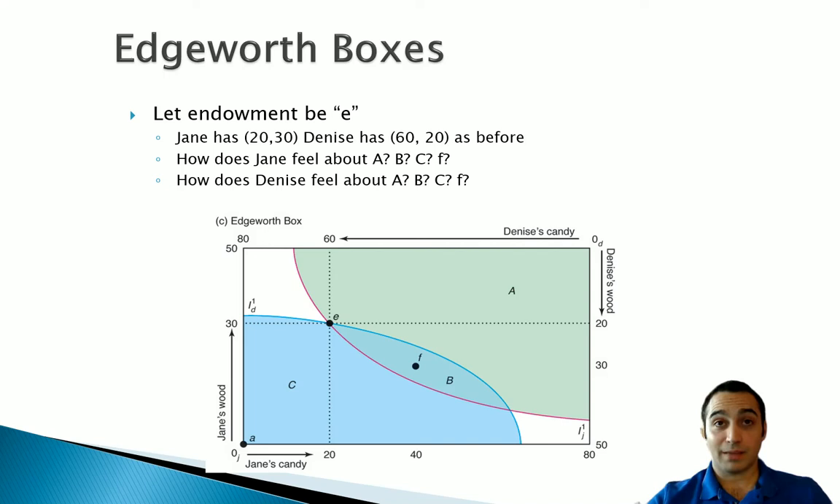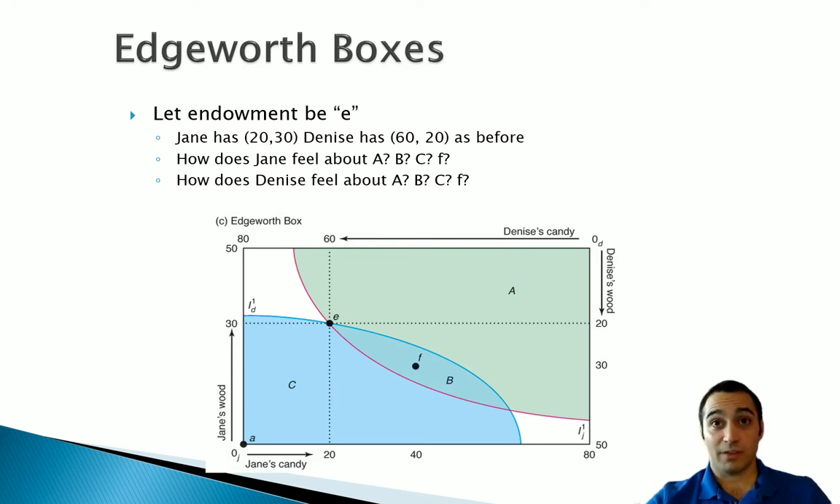How about places in region C, the blue region below the pink line? How do Jane and Denise feel about those? Well, by converse, if you are beneath the pink line, you have made Jane worse off. However, if you are beneath the blue line, since her preferences increase in this direction, you've made Denise better off.